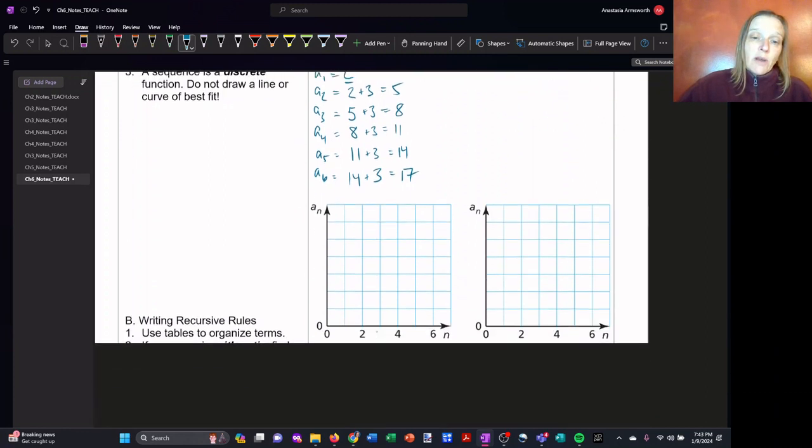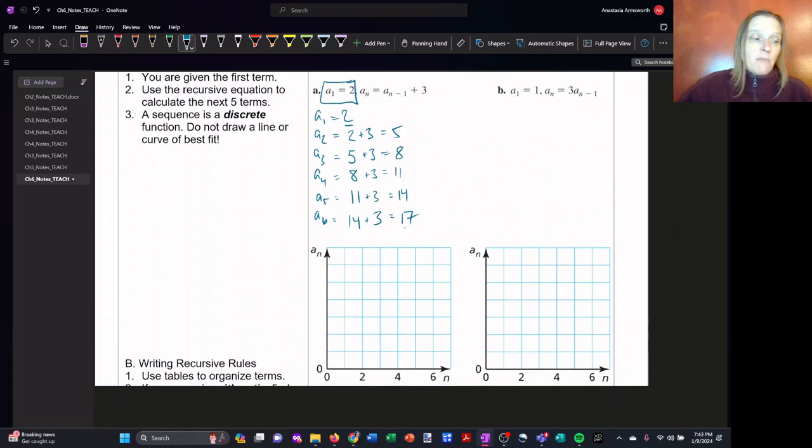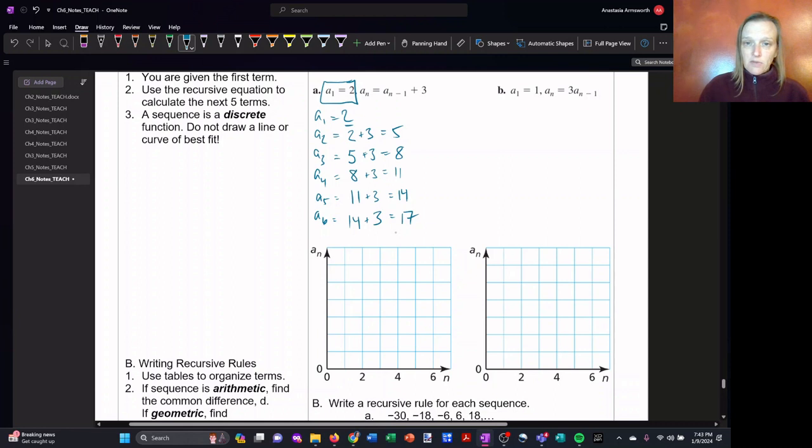What does this look like when I put it on a graph? I need my values on the y-axis to get up to at least 17. So let's see if I count by 2: 4, 6, 8, 10, 12, 14. Counting by 2s isn't enough. Let's count by 3s: 3, 6, 9, 12, 15, 18. And 18 is plenty. I could go up to 21 if I wanted to, but I don't need to.